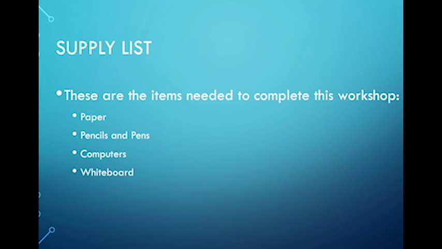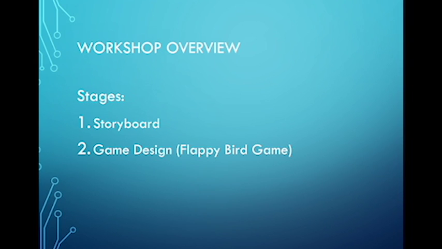The supplies needed for this workshop are paper, pencils and pens, computers, and a whiteboard. To complete this workshop, you would simply follow the workshop procedure. There are two stages for this workshop. Stage 1 is the storyboard, and stage 2 is the Flappy Bird game.